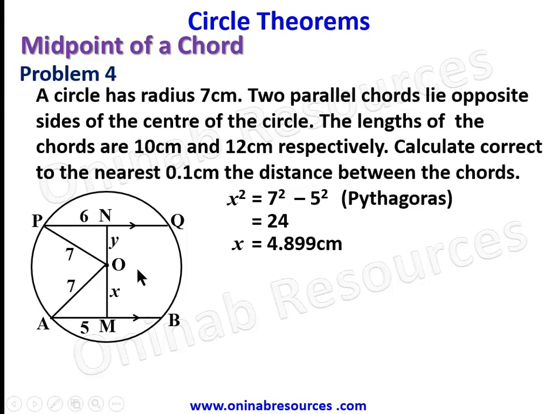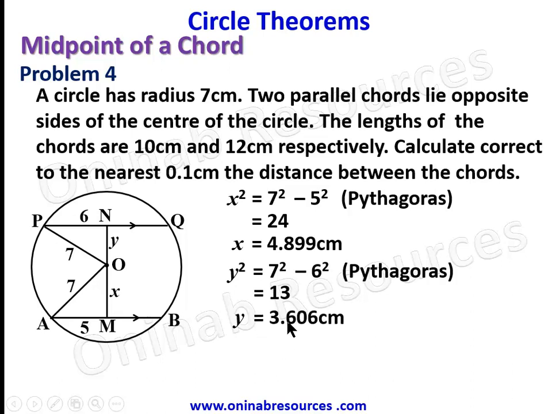From triangle PON, we are looking for Y, which is not the hypotenuse. So Y squared will be equal to the square of the hypotenuse minus the square of the other side. This is Pythagoras theorem. This will give us 13. Now the square root of 13 gives Y.